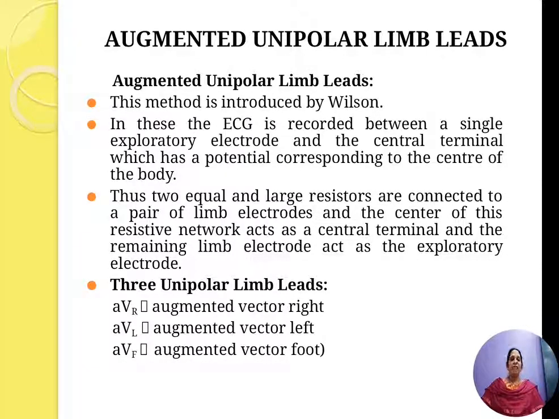So, either left arm or left leg, whatever it may be, those two are connected together, and the center of the resistive network acts as the central terminal. You will be left with another limb electrode, which acts as the exploratory electrode. So, there are three unipolar limb leads. What are they? AVR, AVL and AVF.